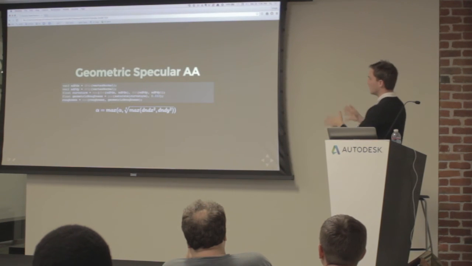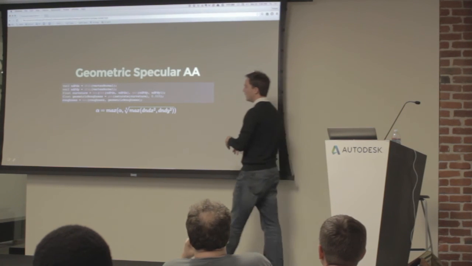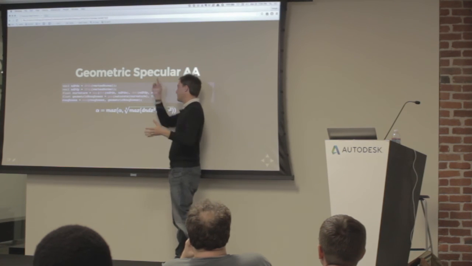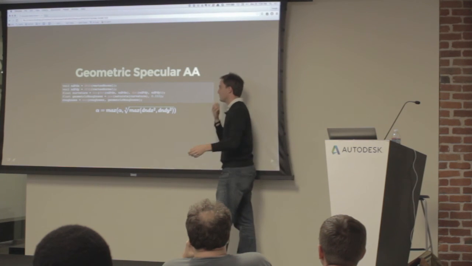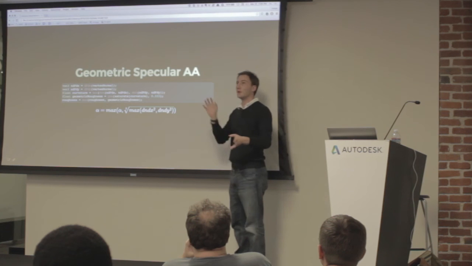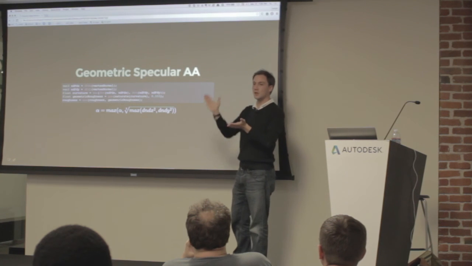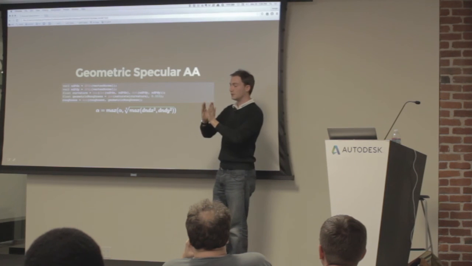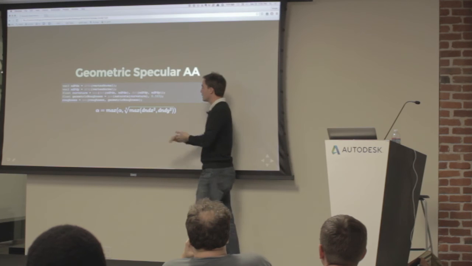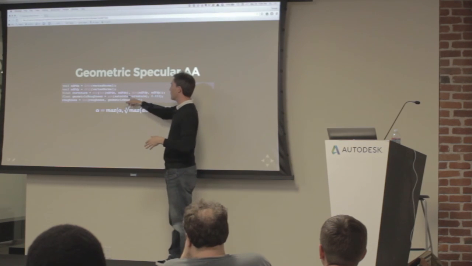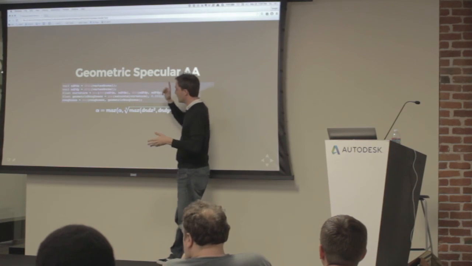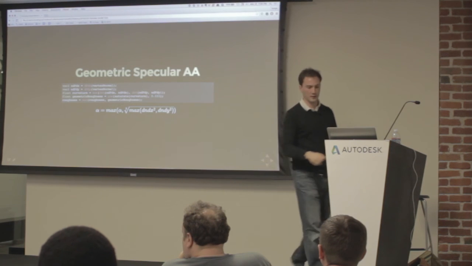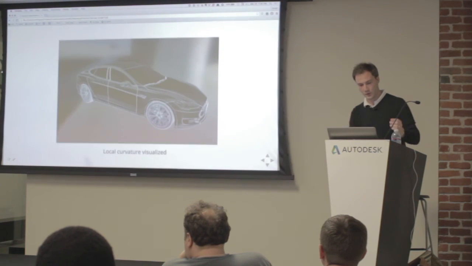So this is the code, just a tiny bit of math. We use partial derivatives. I won't go into the details of why. The derivatives on the GPU give you the rate of change of a value. So if you take the normals, the derivative will tell you by how much your normal has changed compared to the pixels next to you. So we can convert that to a curvature value, turn it into a roughness, and then use that on the object. It's very cheap, very easy to implement.